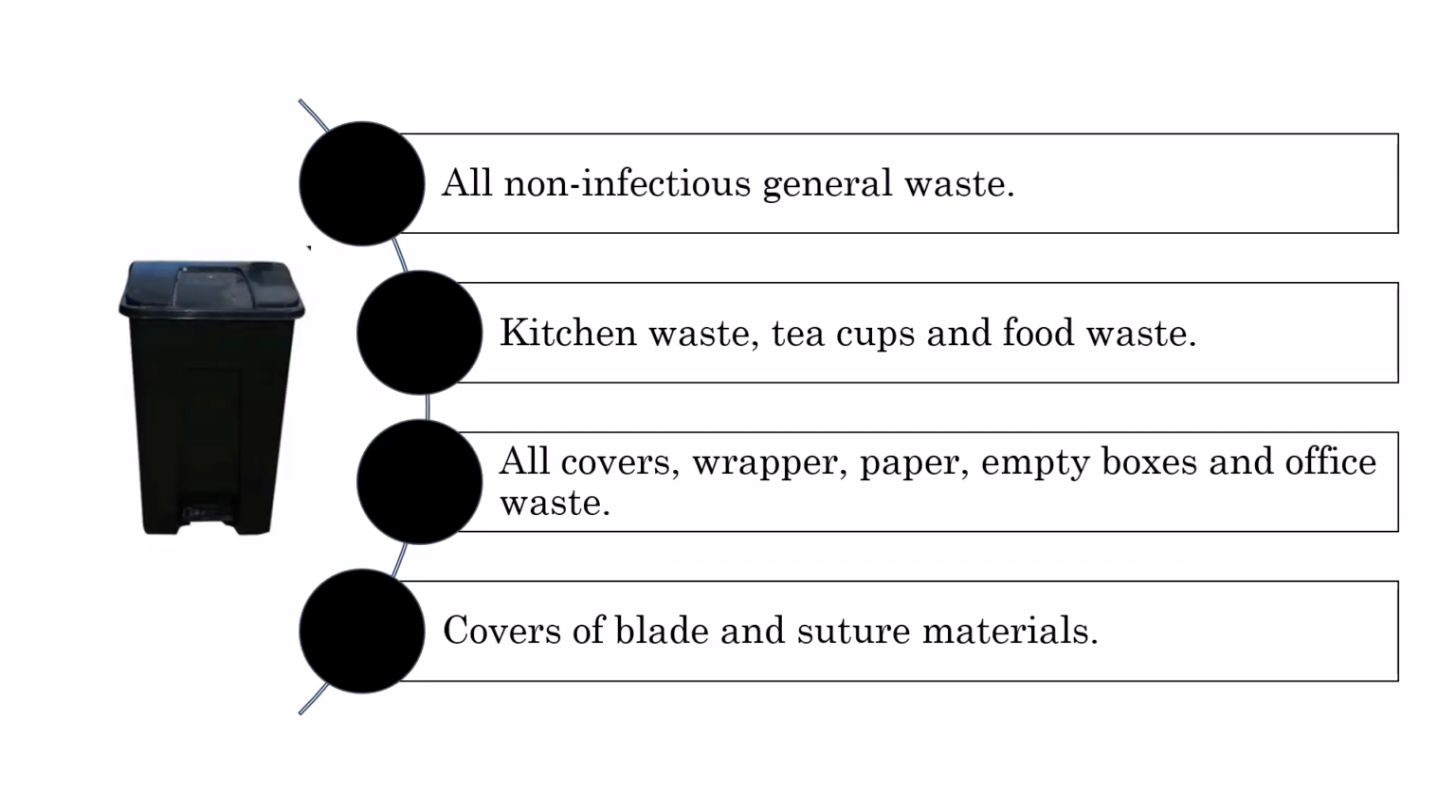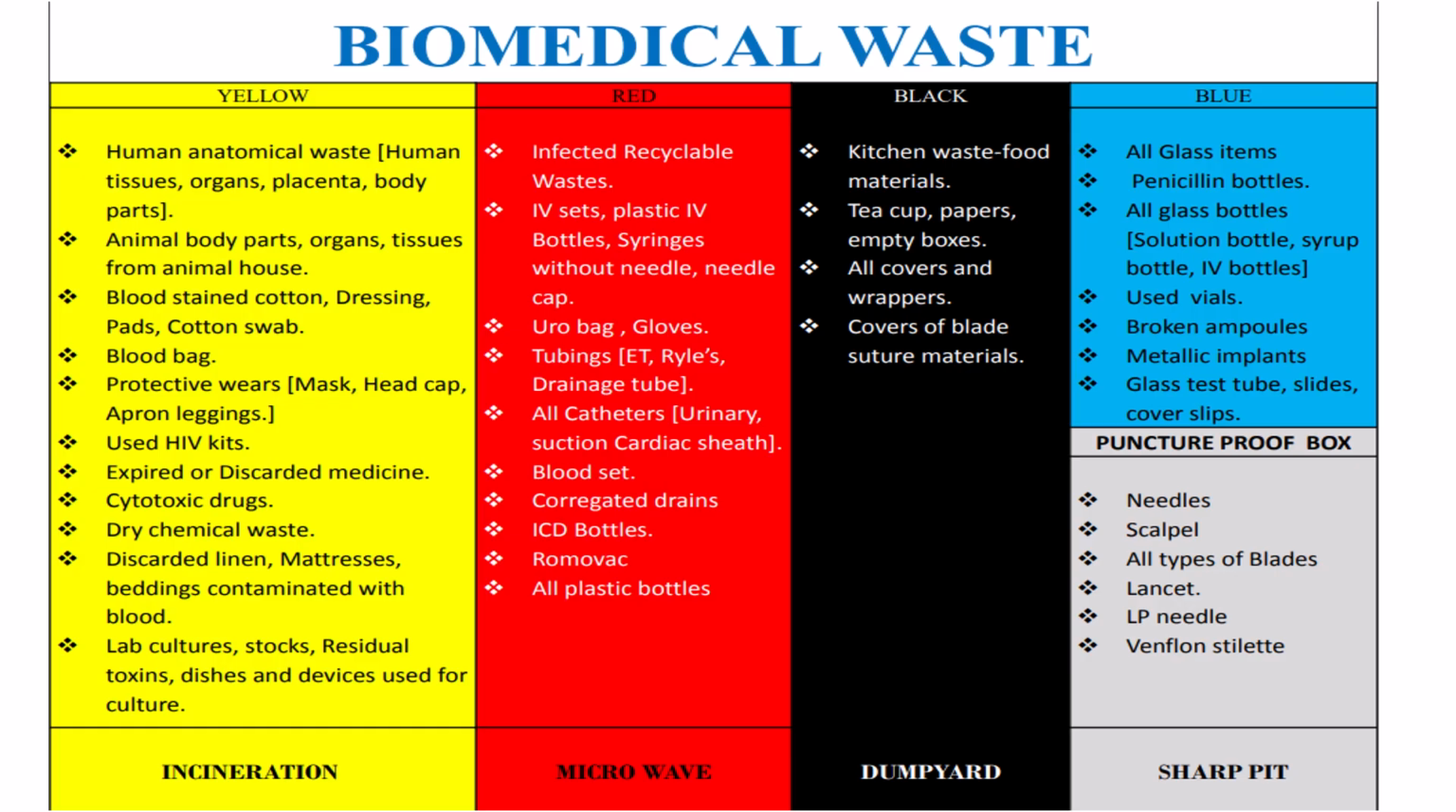And the last one is the black bag. All non-infectious general waste is kept in the black. So kitchen waste, tea cups, food waste, all covers, wrappers, paper, empty boxes and office waste, and also covers of blades and suture materials, they are added in the black bag.